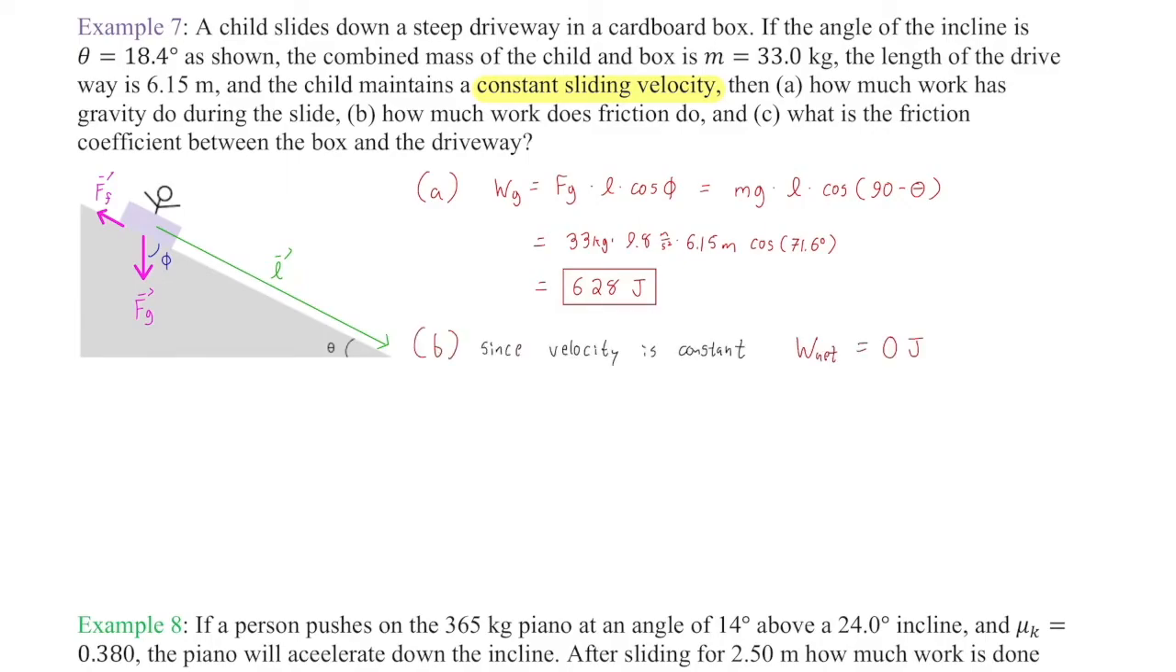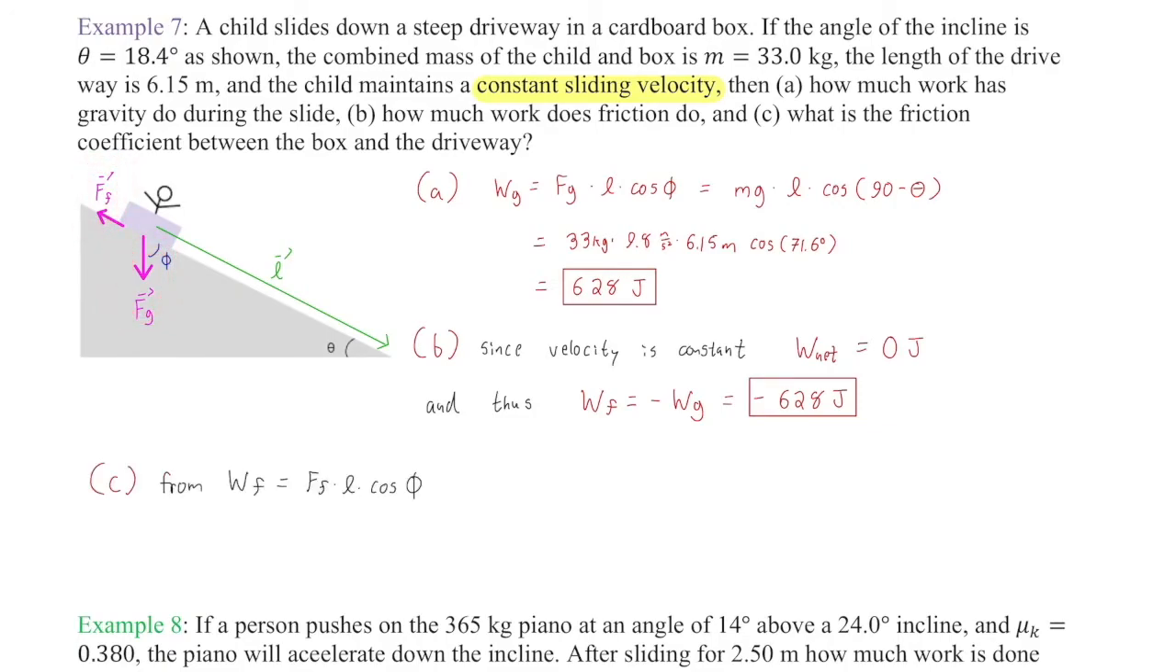All right. So in part B, we're asked how much work does friction do? Well, since velocity is constant, net work is equal to 0 joules, therefore friction has to do negative 628 joules, because there's no other force acting here that's doing any work. The normal force is here, but the normal force is completely perpendicular to the displacement L, therefore the normal force cannot do work. A component of gravity can, and certainly friction can.